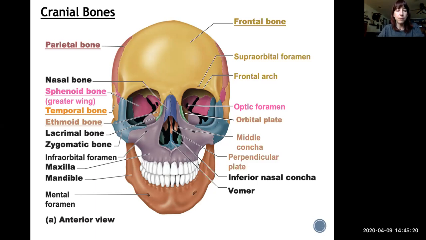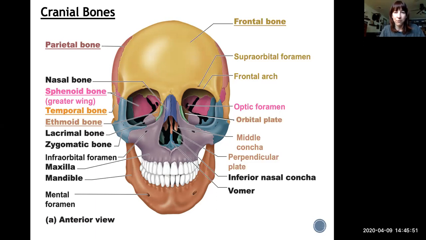So the sphenoid bone is in hot pink. We've got the greater wing visible, making up the posterior wall of your eye socket, okay? The optic foramen, so again, a foramen is a hole, right? It's a hole going through the bone. The optic foramen is where the optic nerve from your eyeball passes back into your brain, okay?